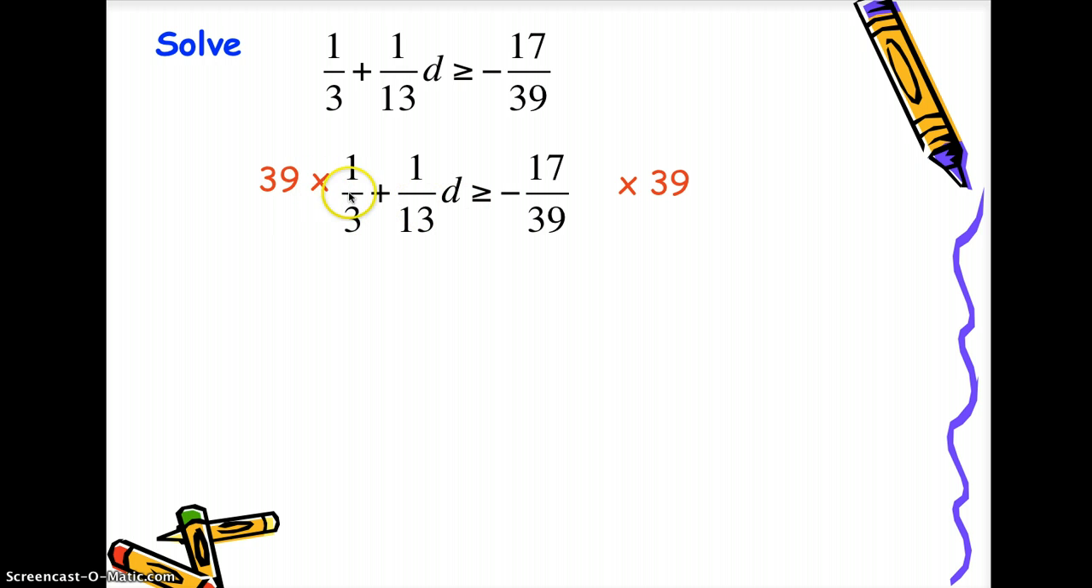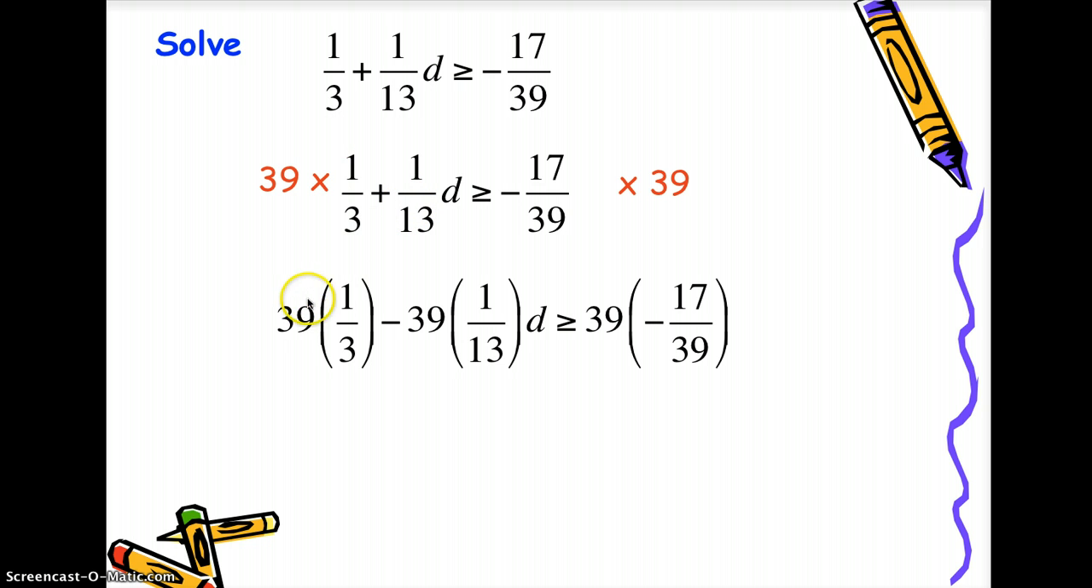So we're going to use the distributive property. We're going to multiply each term inside, and I'm going to do that and show that to you. Distribute 39 to each term inside the brackets on both sides. Okay, so let's simplify. 39 times 1 is 39. 39 divided by 3 is 13, minus 39 times 1 is 39 divided by 13.